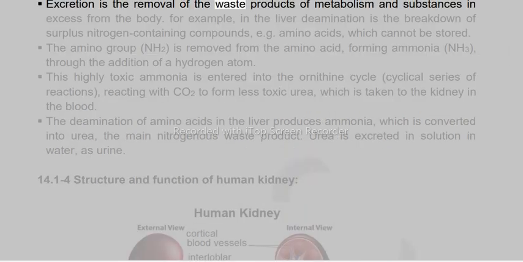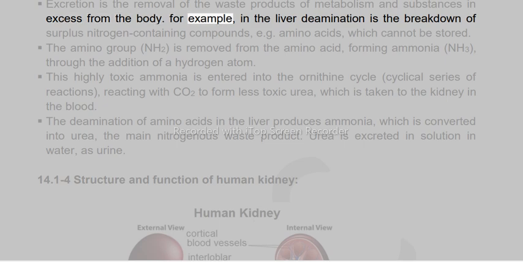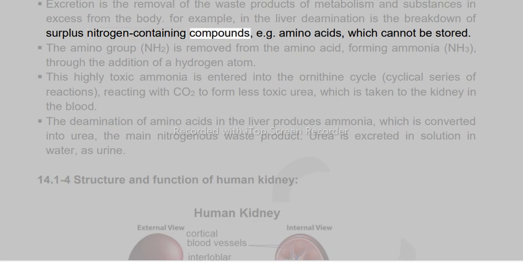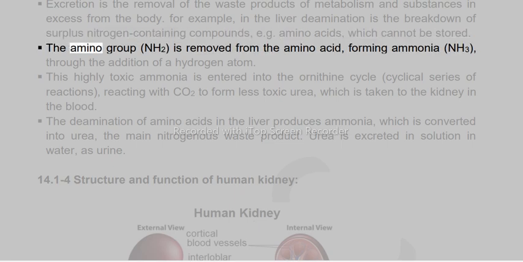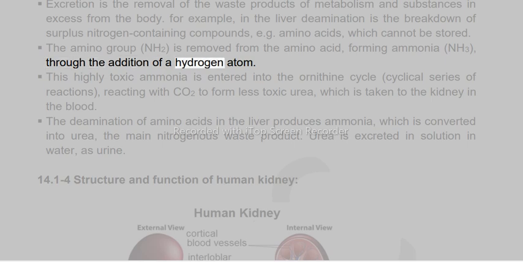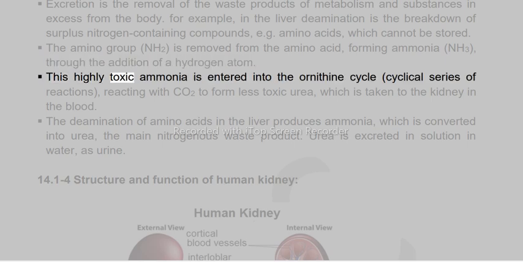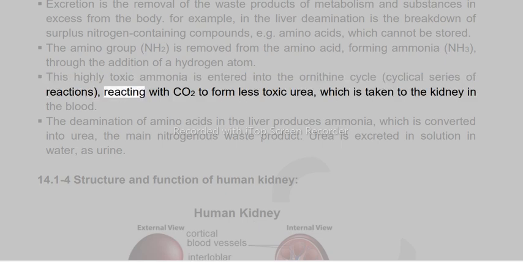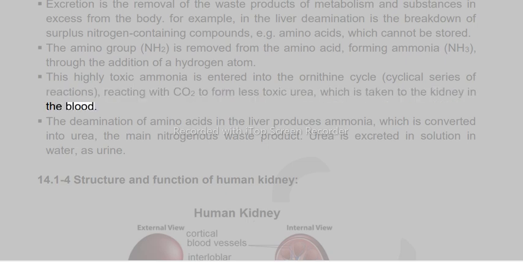Excretion is the removal of the waste products of metabolism and substances in excess from the body. For example, in the liver, deamination is the breakdown of surplus nitrogen-containing compounds, e.g. amino acids, which cannot be stored. The amino group, NH2, is removed from the amino acid, forming ammonia, NH3, through the addition of a hydrogen atom. This highly toxic ammonia enters the ornithine cyclical series of reactions, reacting with CO2 to form less toxic urea, which is taken to the kidney in the blood.